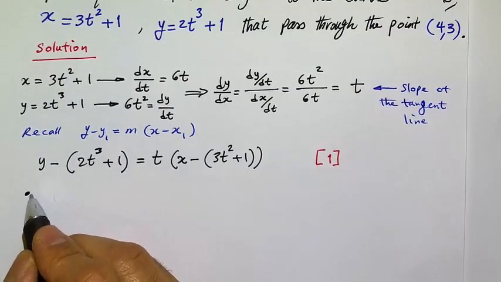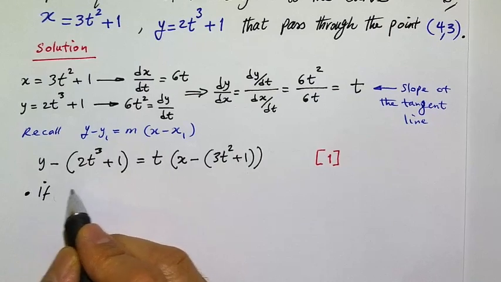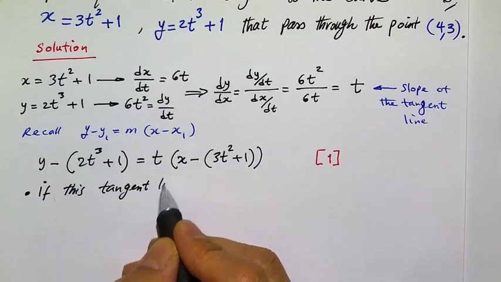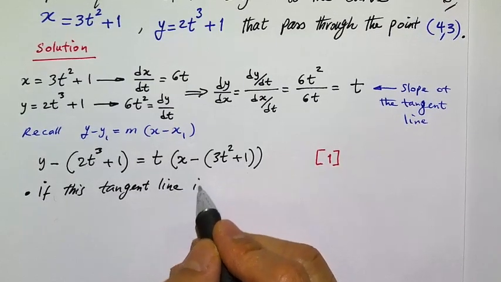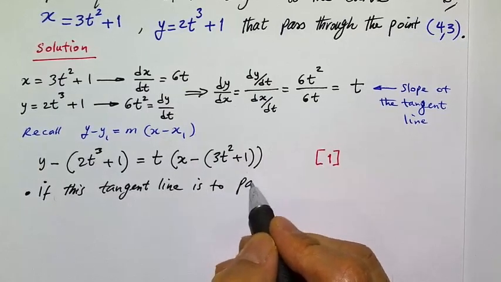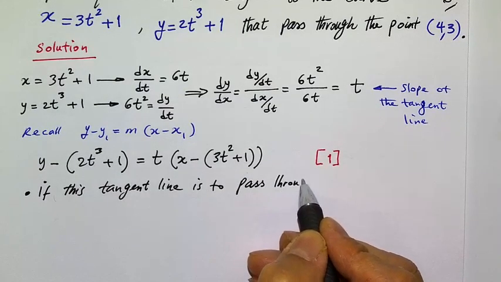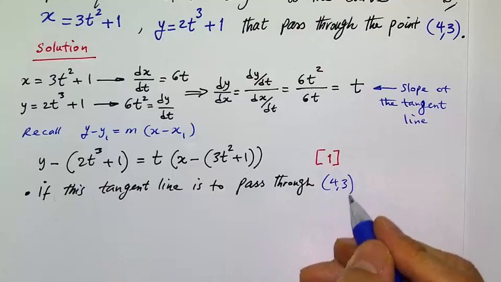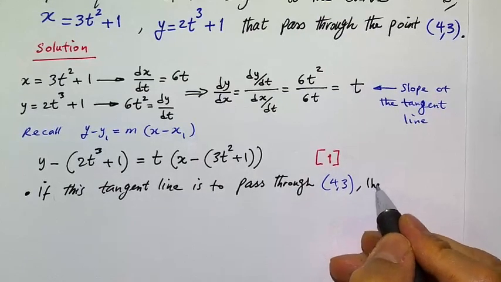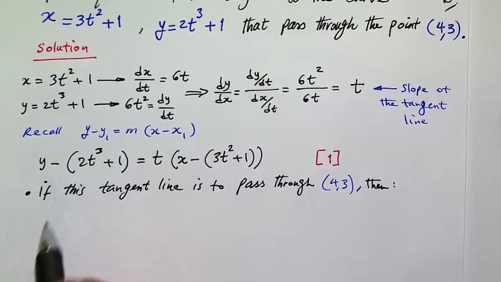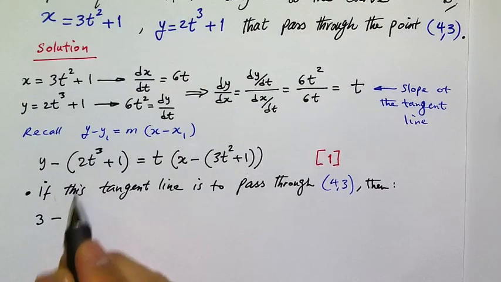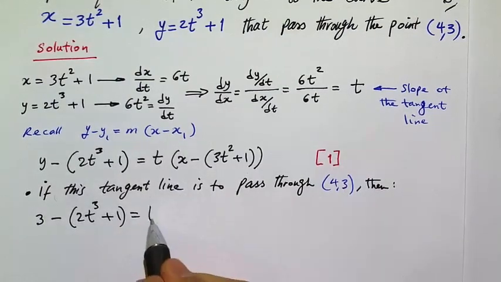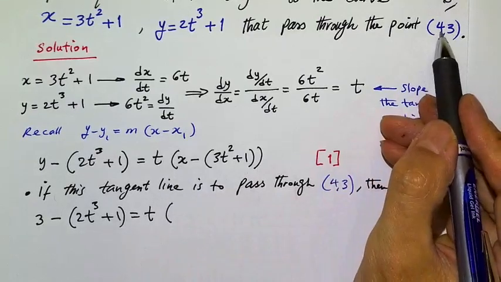And I'll write it down here too. So if it passes through 4, 3, then let's replace that with 3 minus what we had. Well, t is t, but instead of x, we have 4.